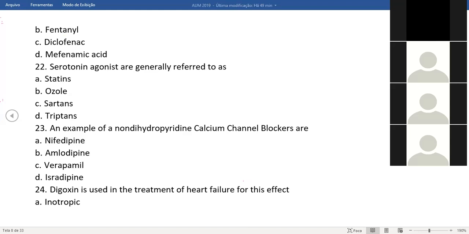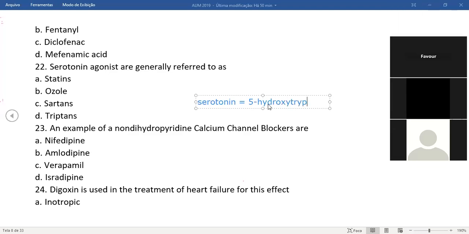Serotonin agonists are generally referred to as triptans. Yeah, correct. Triptans. Do you know another name for serotonin? Anybody? The neurotransmitter serotonin is also called 5-hydroxytryptamine.